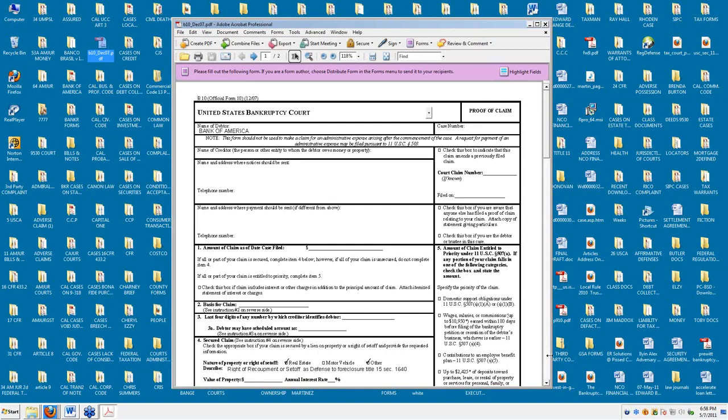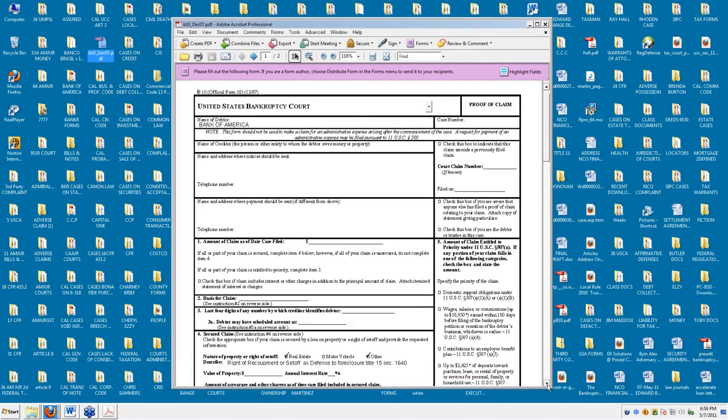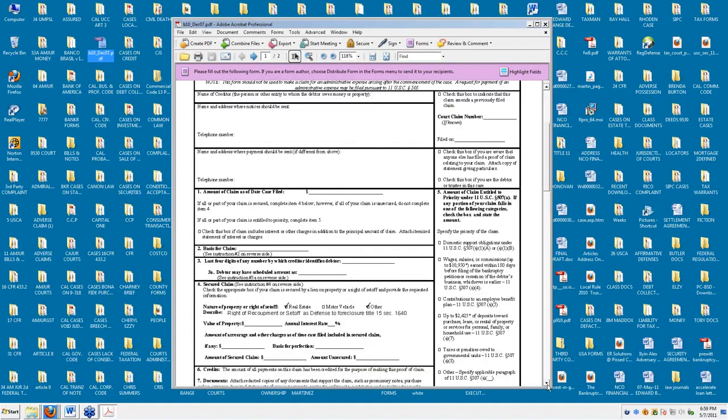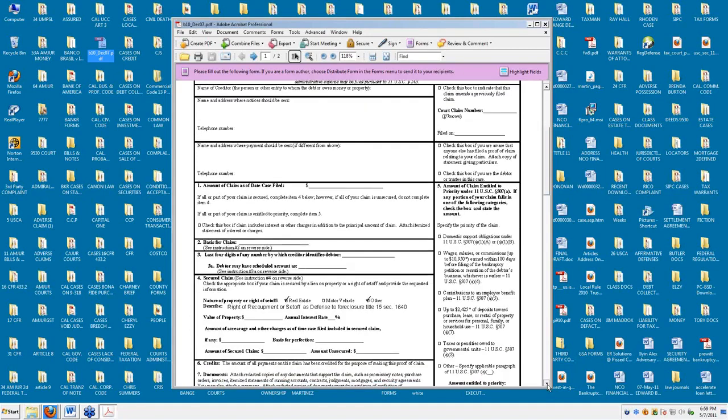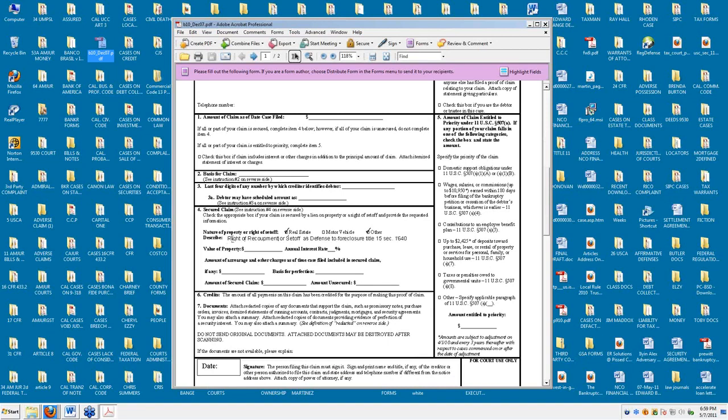I didn't think the debtor in a bankruptcy could file a proof of claim. Yeah, you can. So where you've got on the form there, Bank of America, would you put your name? It says nature of property or right of set-off, doesn't it? Yeah. Does that say right of recoupment or set-off as defense to foreclosure? 15 USC 1640? Okay.